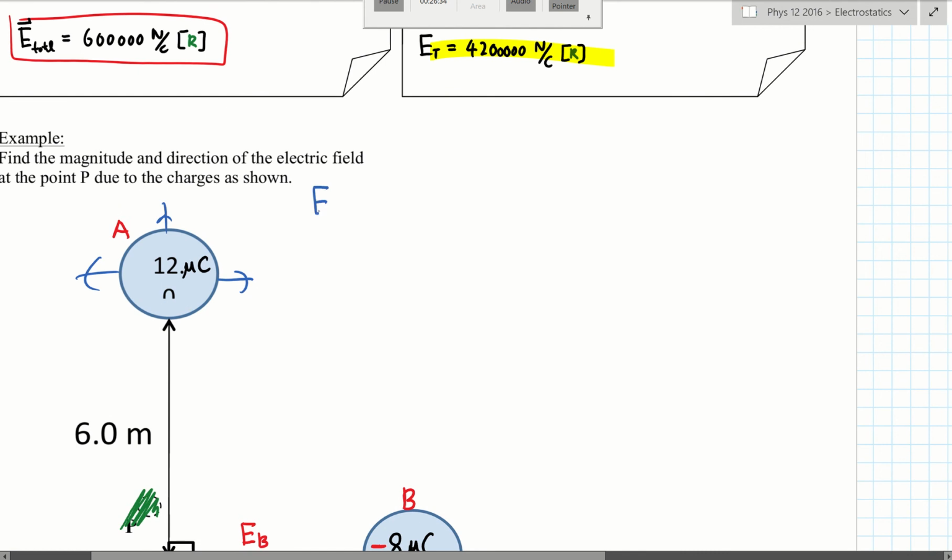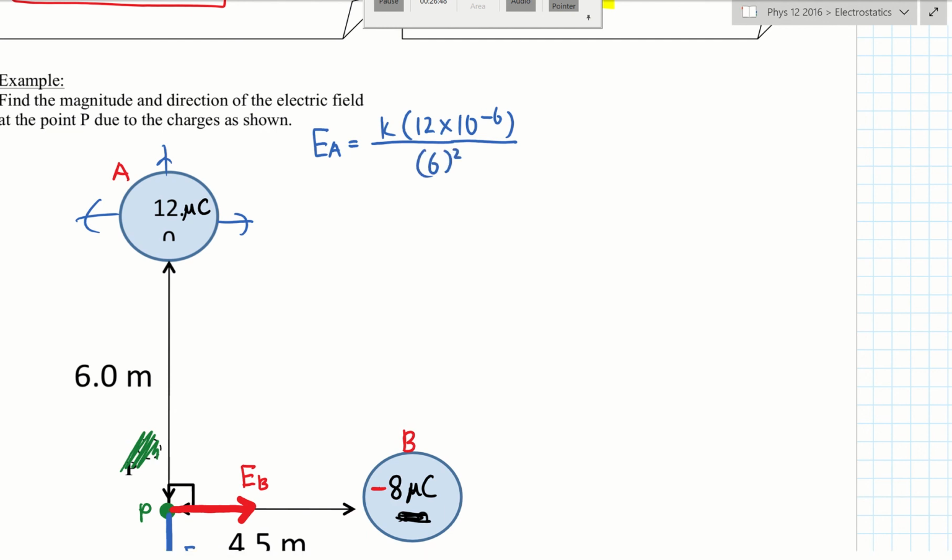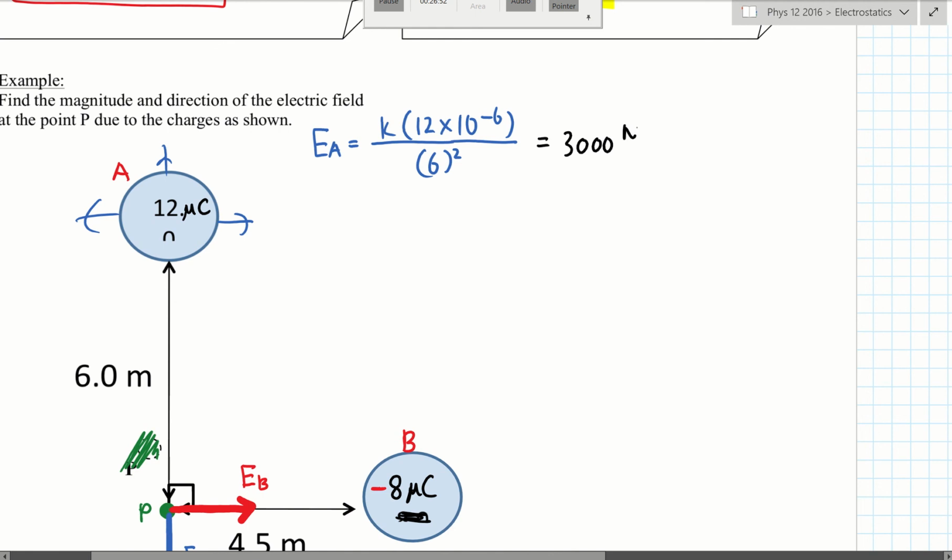Now charge A. So charge A is going to be K times the first charge, 12 microcoulomb, times 10 to negative 6, over distance 6 meter. 6 meter is the distance from charge A. So 6 squared, and that is going to give you 3,000 Newton per Coulomb, and it's going to the south. Okay, so it's going south. Now, so that's the direction.